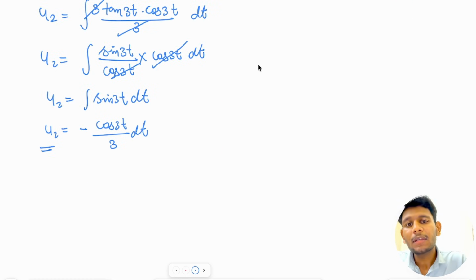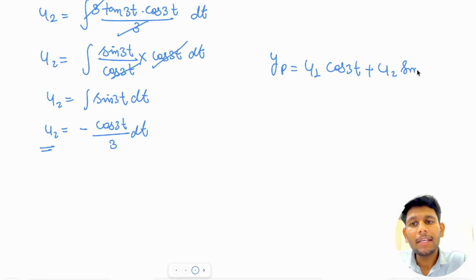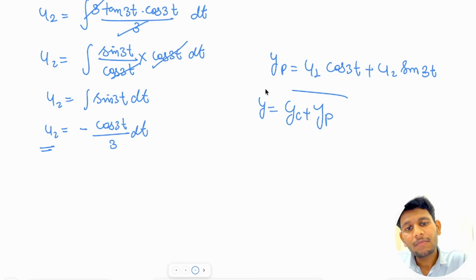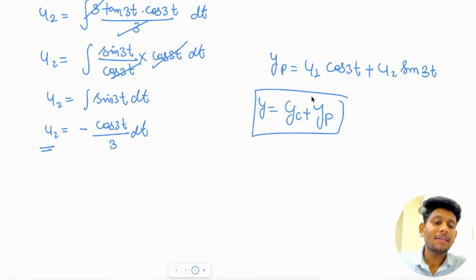Now what to do? Write down this. Yp is u1 into y1, that is your cos of 3t, plus u2 into y2, that is your sine of 3t, and then write y is equal to yc plus yp, that will be the solution. This is very easy and very important.